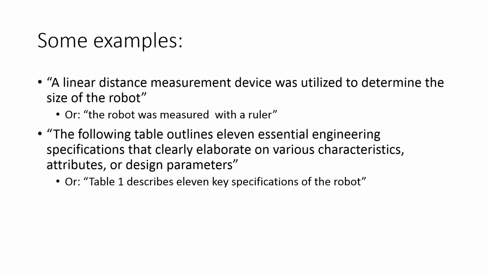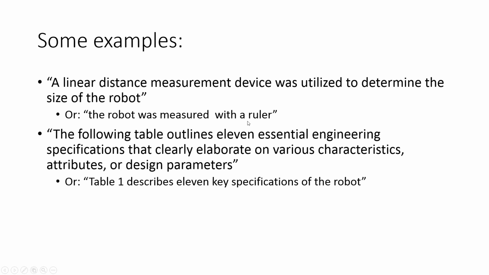The next one is a little more complicated. The following table outlines 11 essential engineering specifications that clearly elaborate on various characteristics, attributes, or design parameters. Alternatively, Table 1 describes 11 key specifications of the robot. The problem with the first sentence is that there's many words that shouldn't be there, and far too much description of what this table is going to give me.